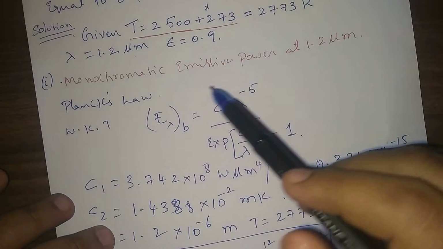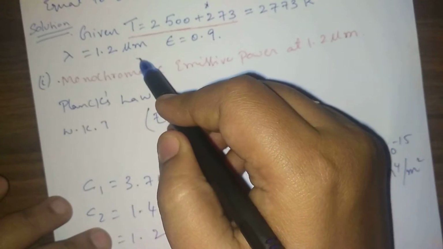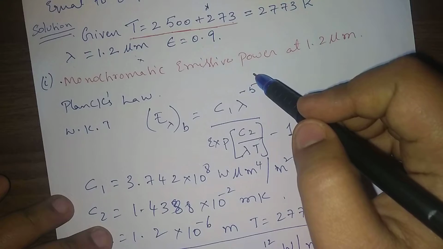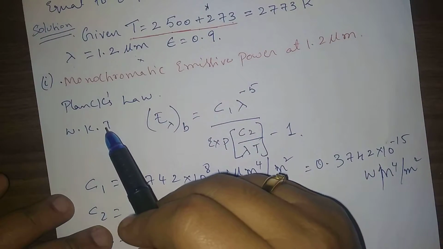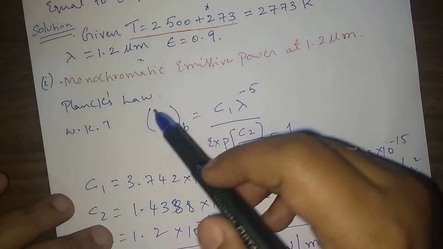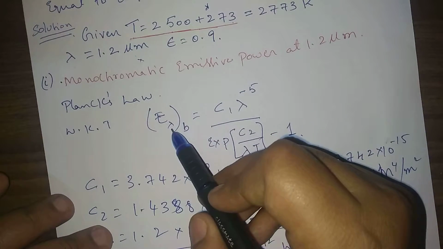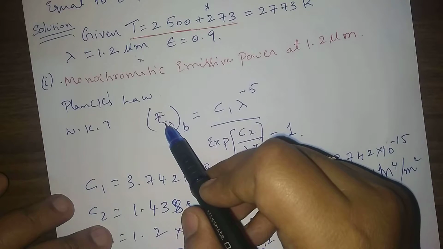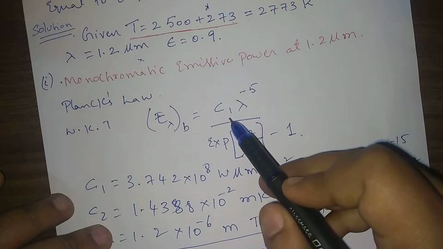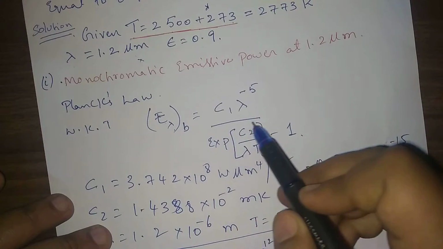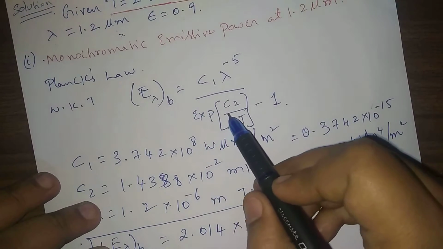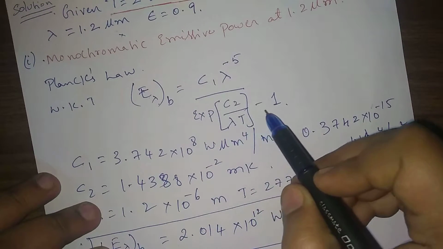So we know if we want to find monochromatic emissive power with respect to a certain wavelength, the law which we need to know is Planck's law. So what does Planck's law say? Planck's law says that the monochromatic hemispherical emissive power of a black body is given as C1 lambda to the power of minus 5 divided by exponential of C2 divided by lambda T minus 1.